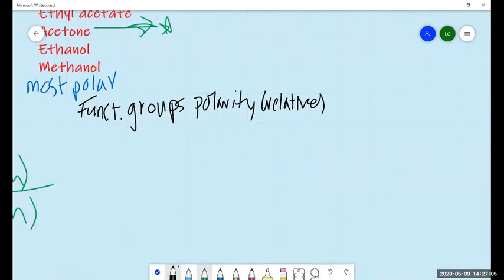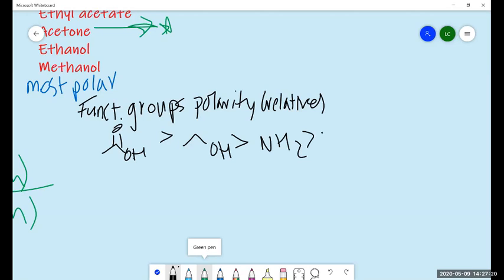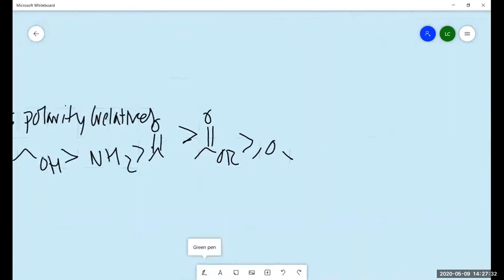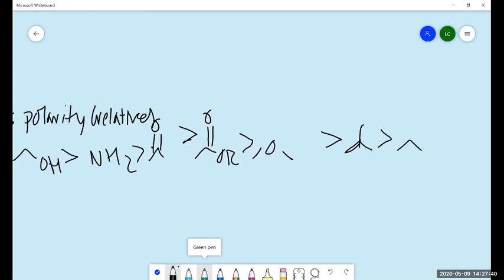So you can see the first thing you have is carboxylic acid. Then you have alcohols. Then you have amines. Then you have carbonyls, ketones, esters. You have ethers. And you have alkenes, and you have just alkanes.